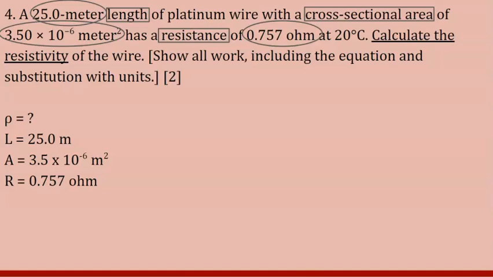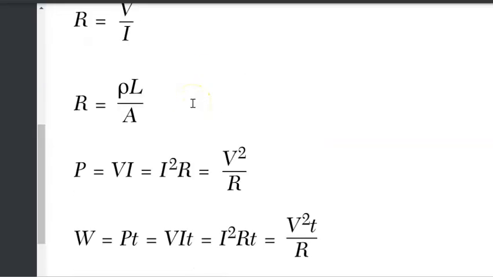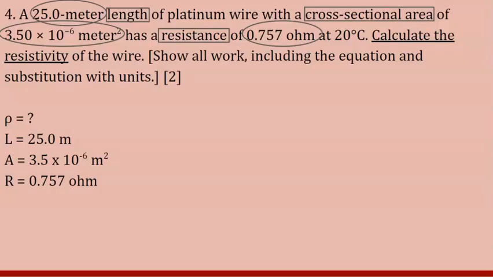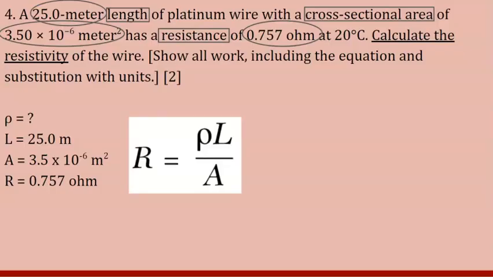I need to go back to my reference table to find an equation. And this is the only equation with rho in it, and that's what I'm looking for, so I have to use this one. And it works out, though, because I have R, I have L, and I have A. Typically, when we use this equation, we're solving for R, so I can just plug in my numbers and then plug it into my calculator. But this time, we're solving for rho, so it might be a little bit trickier.